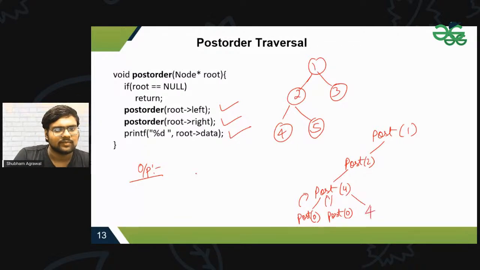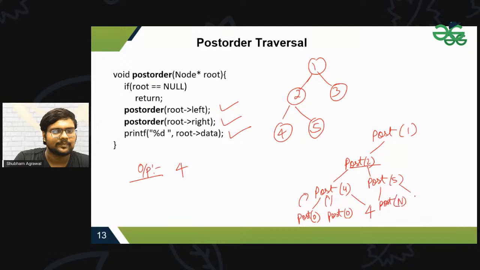Then we will go to post of 2. In this, the right subtree is called, so first post of 5 will be called, then it will call post of null, because 5's left child is null and 5's right child is also null.